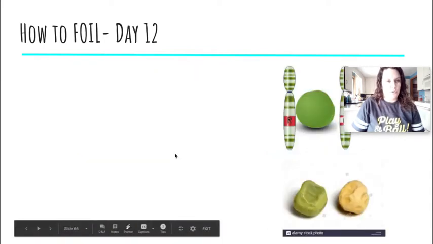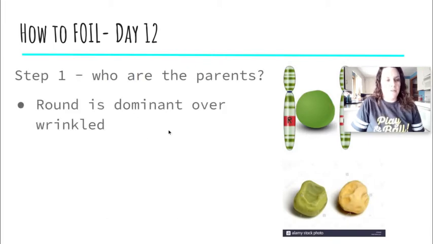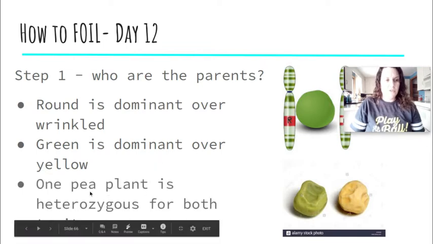Okay, and what does that look like? How do we FOIL? Step one, who are the parents and what is their genotype? So round we know is dominant over wrinkled, green is dominant over yellow. It says one pea plant is heterozygous for both traits.